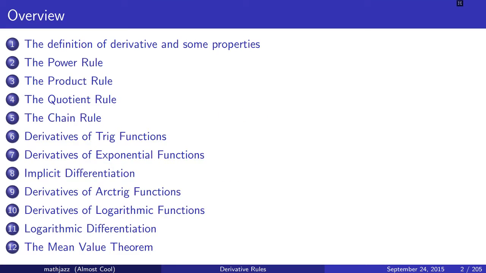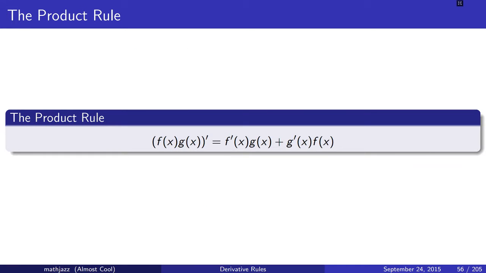Our topic today, the product rule. This is the product rule. The derivative of f times g is equal to f prime times g plus g prime times f.